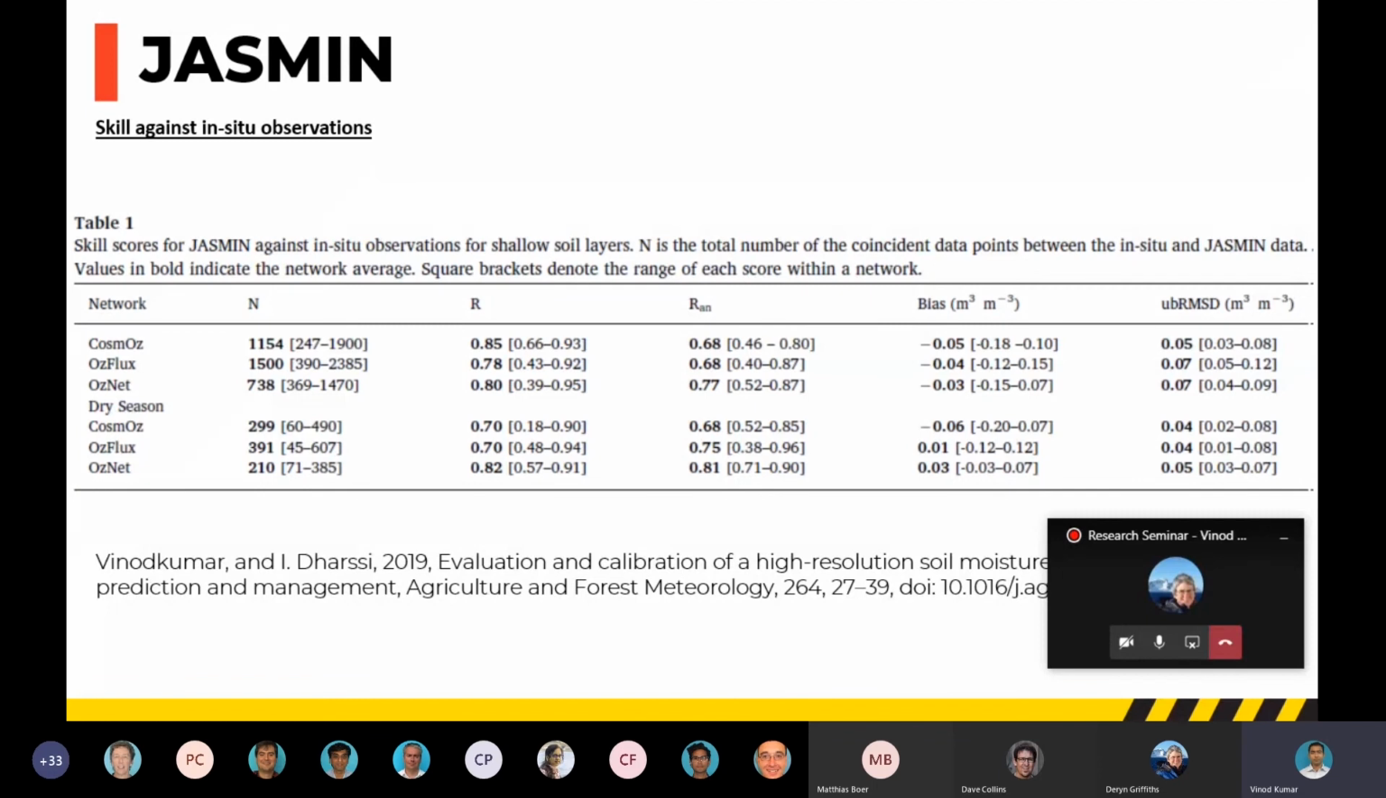The table that I'm showing here is lifted from a paper we published last year in Agricultural and Forest Meteorology, which shows that JASMIN has good skill over these sites. The scores I'm showing here are the correlation, the anomaly correlation, the bias and unbiased differences. I'm actually verifying absolute soil moisture content here.